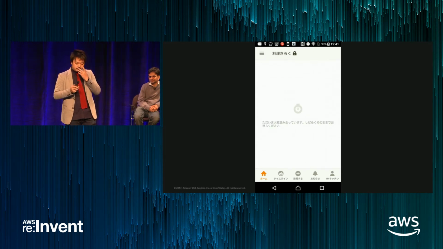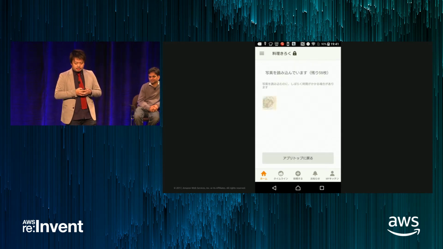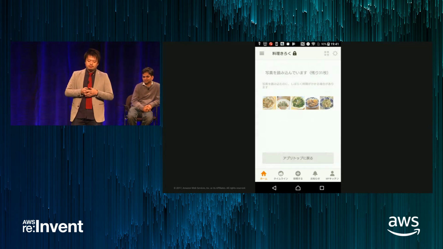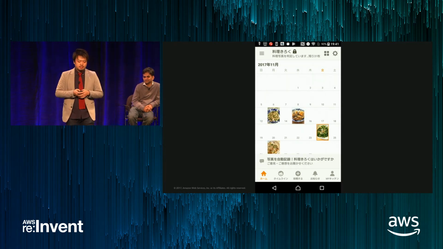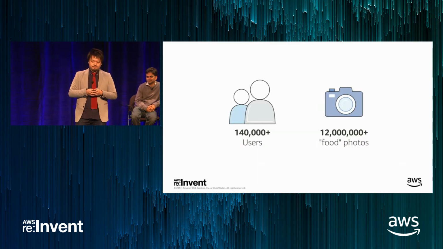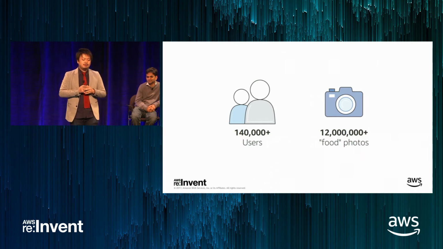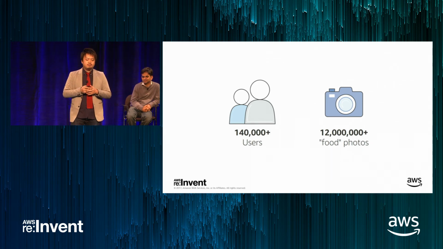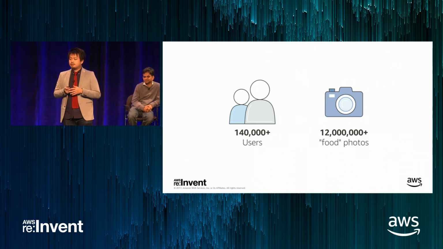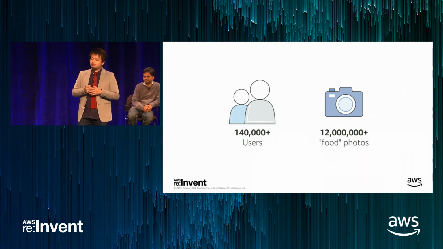So, loading photos from camera roll. As we just saw, the food photos were automatically uploaded and archived. This feature is now used by many users. Today, over 140,000 users have stored over 12 million food photos.